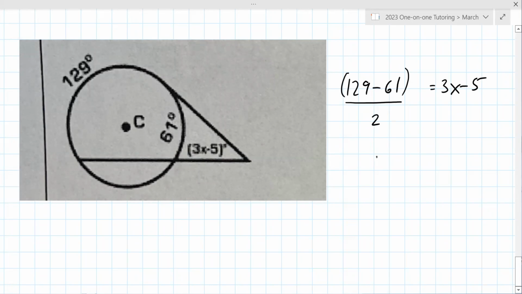68 equals 6x minus 10 plus 10. Did you get 34 here equals 3x minus 5?